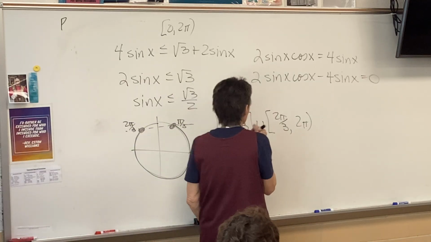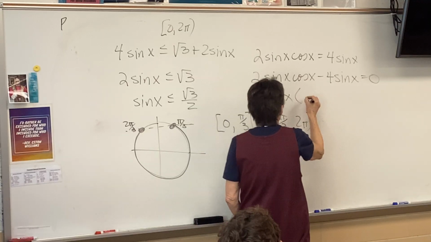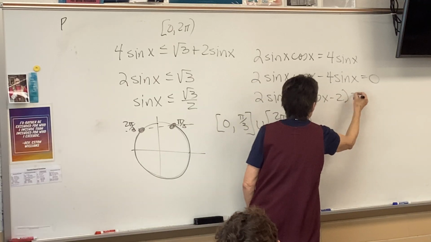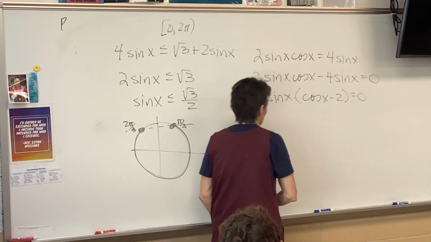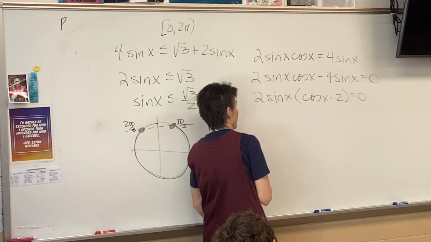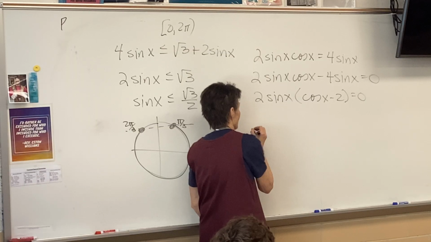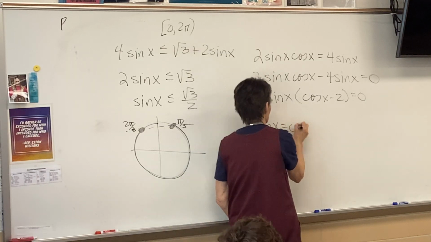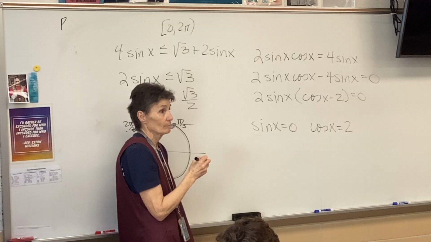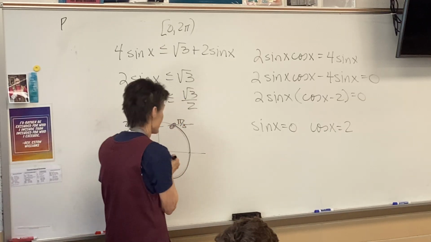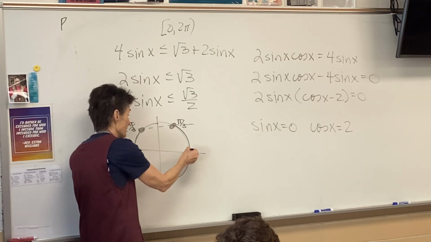Take out a sine and maybe a 2. That doesn't really matter, but yeah, factor. So what am I left with? What do I do now? So sine x equals 0, or cosine x equals 2. Where does sine x equal 0? 0 and pi.